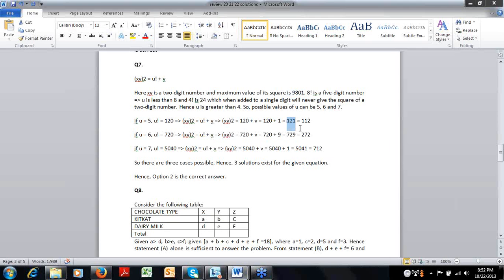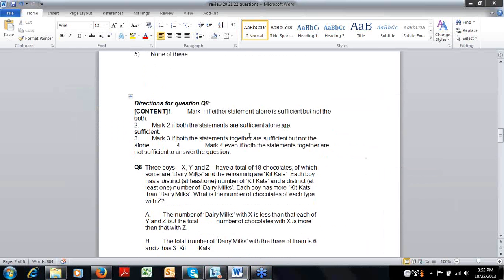It's 11 square, it's 27 square, it's 71 square. So all three cases are possible. So we'll go ahead and mark option number 2, which has three equations.